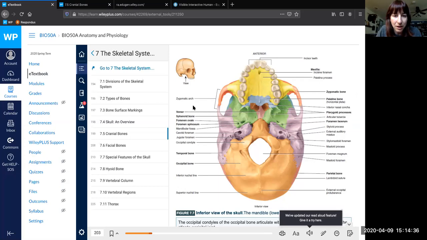What a nightmare, right? Does zygomatic arch differ from zygomatic? Yes, the zygomatic arch is referring to both part of the zygomatic bone as well as the zygomatic process of the temporal bone. Okay. So I hope that clarifies that.